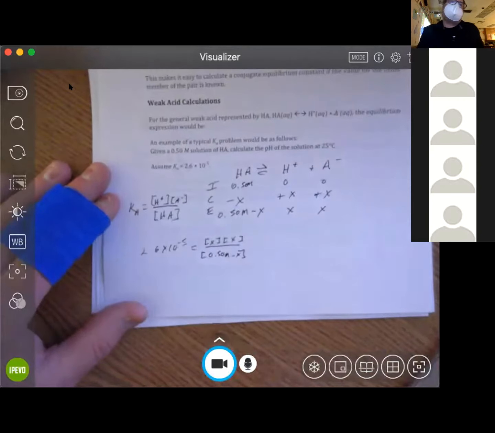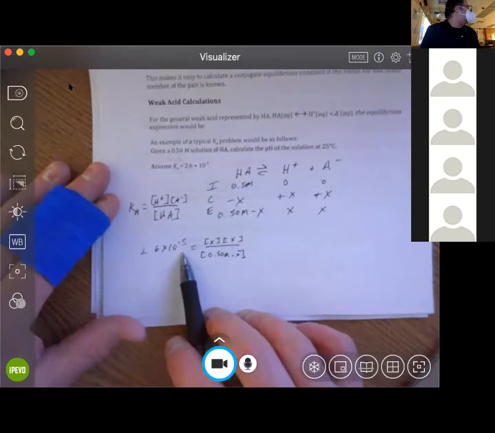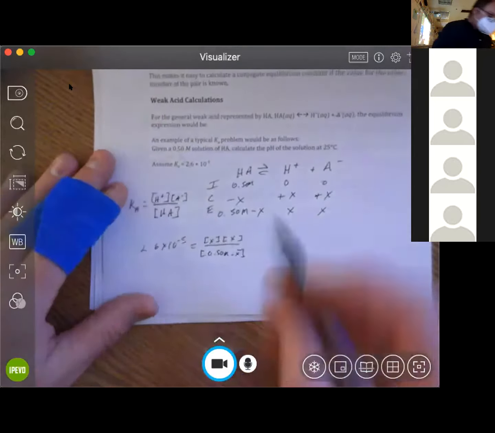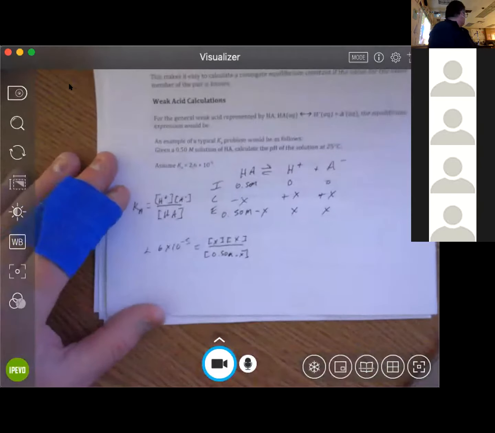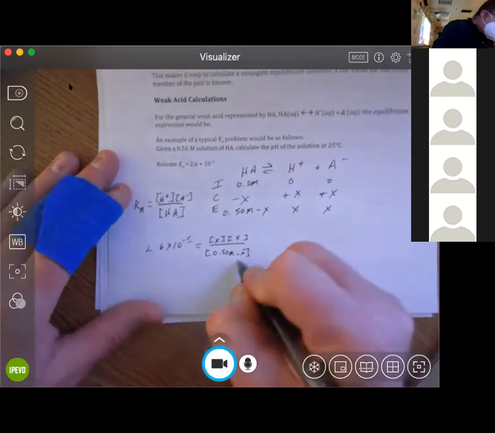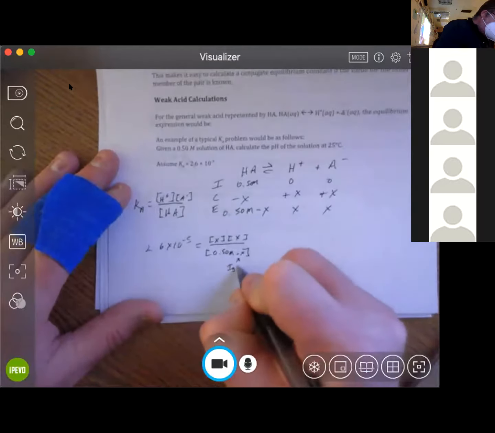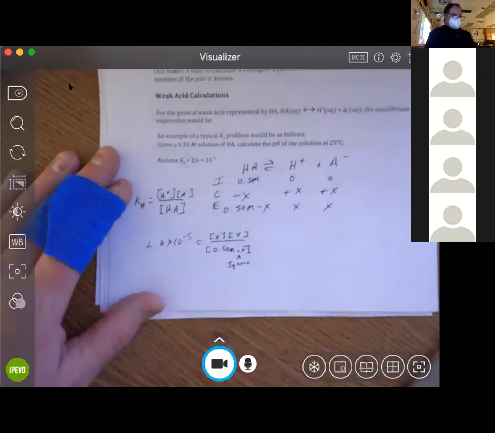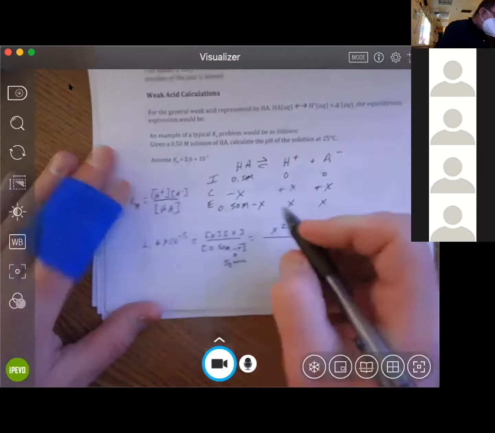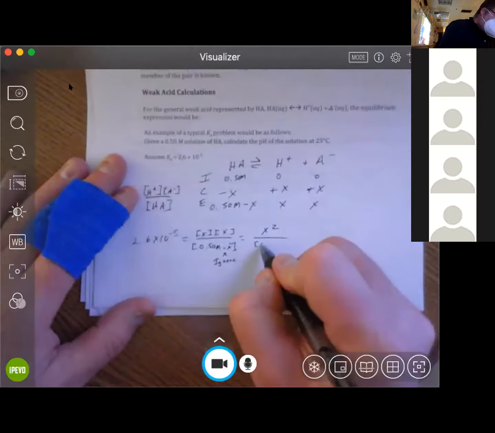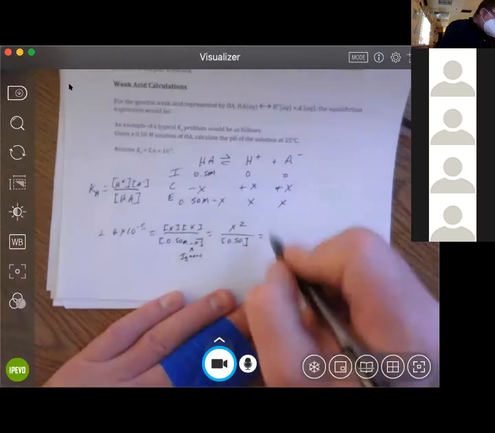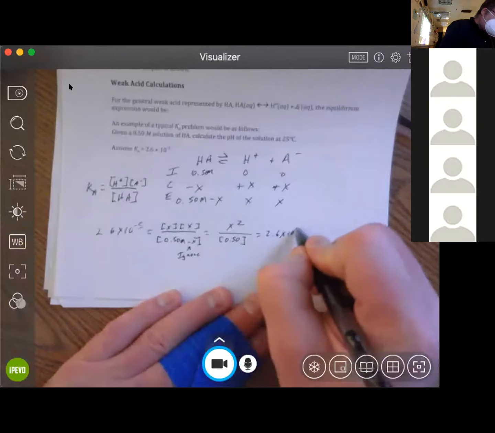Now with this X, if we take a look, this is pretty small. We're above that -4 that we talked about, right? So again, we could do the quadratic equation with this. We could use the solver function on our calculator, or we can just ignore that. So what do we get? We get X squared over 0.50 equals 2.6 times 10 to the -5.